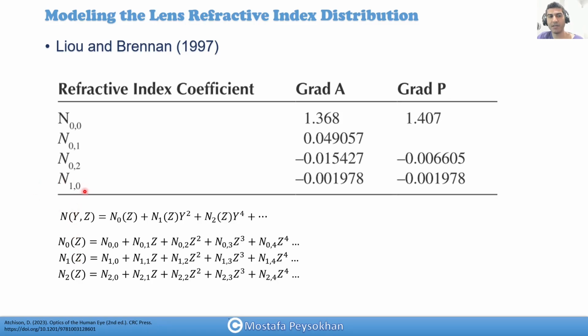And the next index is n10. We only have a constant number here, and this constant number is going to get multiplied by y to the power of 2. So we only have four constants to define the whole lens in our eye. Those numbers are available online in different papers. We can get slightly different values, but we have those values and we can import them into Zemax and model that part of our eye.